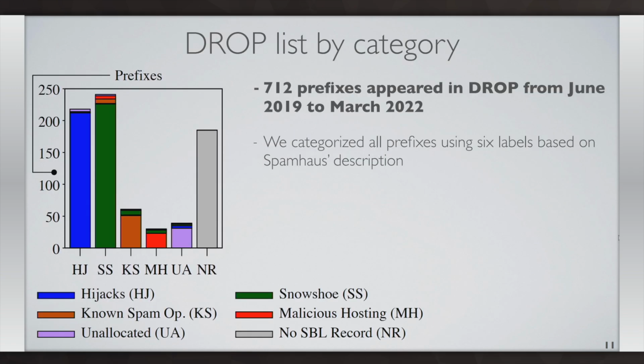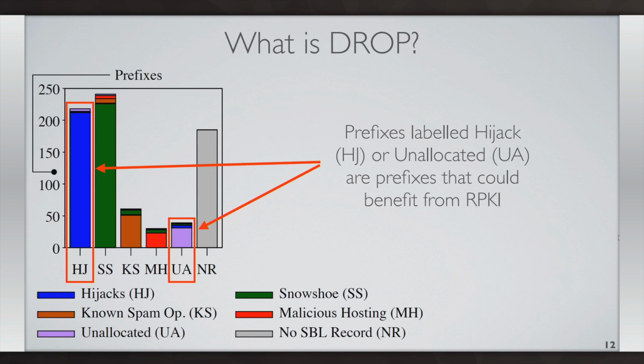So what does this data look like? We use 3 years of DROP data, from June 2019 to March 2022, which has roughly 712 prefixes. For each of these prefixes, we know what kind of activity got it blocklisted. There are roughly 6 categories. Out of these, we are going to study the hijacking and the unallocated prefixes, because those are the ones that would benefit from routing defenses in general, and IRR and RPKI in particular.